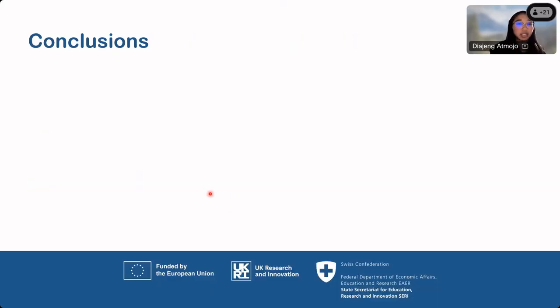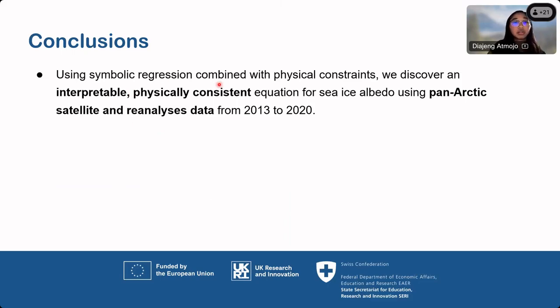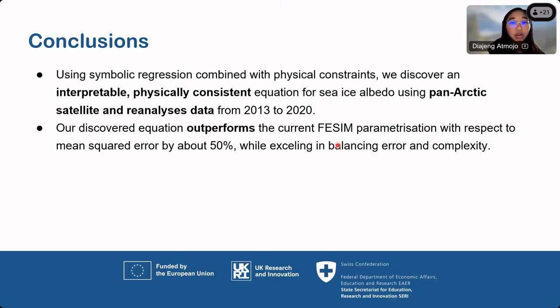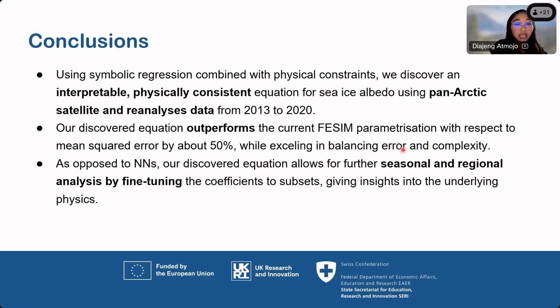Okay, now let's get to the conclusions. Using symbolic regression combined with physical constraints, we discovered an interpretable, physically consistent equation for sea ice albedo using Pan-Arctic satellite and reanalysis data from 2013 until 2020. Our discovered equation outperforms the current Phase parametrization with respect to mean squared error by about 50%, while excelling in balancing error and complexity. And as opposed to neural networks, our discovered equation allows for further seasonal and regional analysis by fine-tuning the coefficients to subsets, giving insights into the underlying physics.